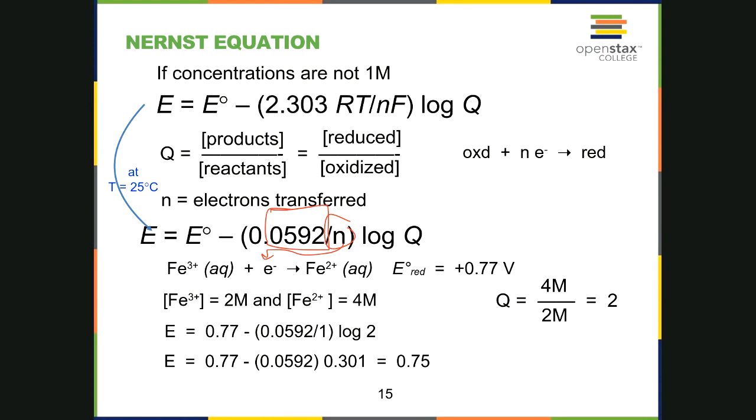And then what is Q? And Q is, like I was saying earlier, it's going to be the products over the reactants. So we just have to look at our equation. This is the reactants. This is the products. We take the concentrations that are given, plug them in, and you're just taking a log of that.